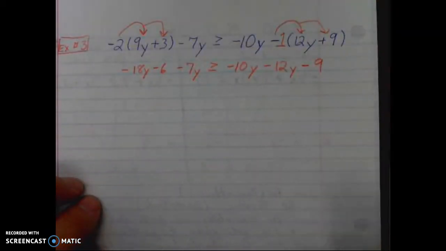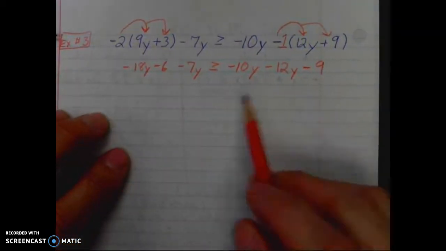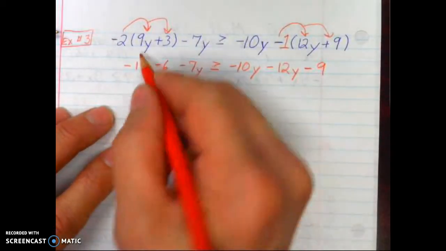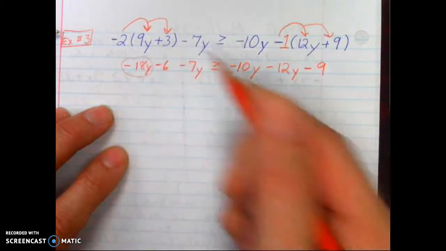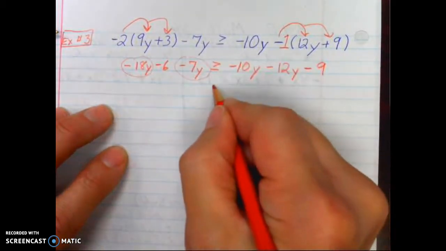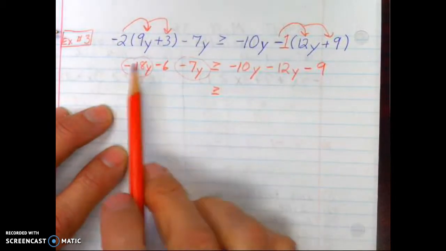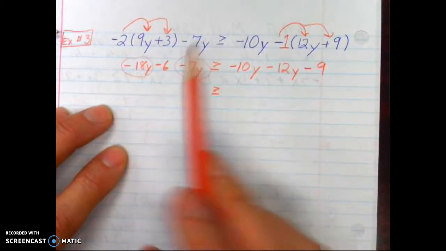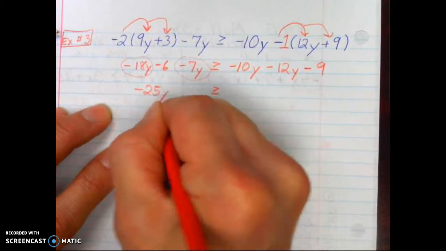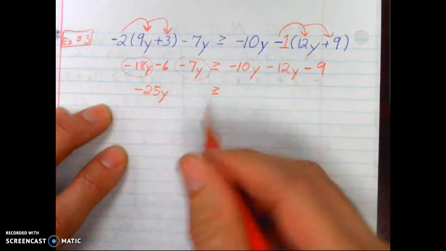So step 2 is like terms. So we have a couple of like terms on this one. We have a negative 18y on this side and a negative 7y on this side. So I'm going to take care of those. And negative 18 plus a negative 7y will give me a negative 25y. And then I'm just going to drop down my minus 6.